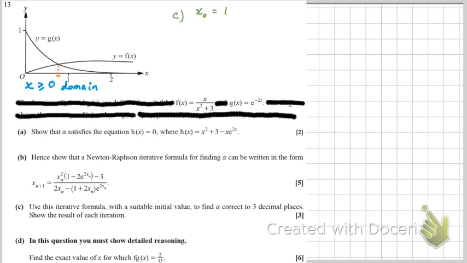So x naught is 1, and if you stick that in the formula here, you get x2 out. Sorry, or x1. You might have called this x1 equals 1. I tend to start with 0. Doesn't matter.